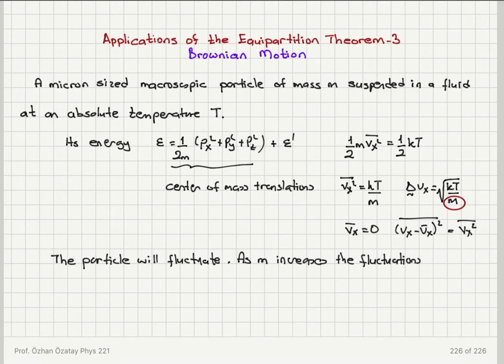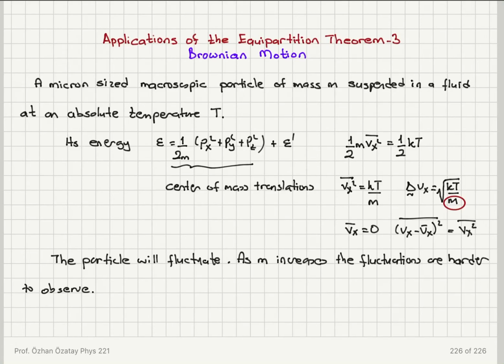The fluctuations are harder to observe because the fluctuation amplitude in velocity components will be decreasing with 1/square root m as the mass of the particle increases. So basically, the equipartition theorem tells us a physical phenomenon that we observe when we have a suspended micron-sized particle in a fluid at absolute temperature T. So it's in thermal contact with the rest of the fluid and particles in the fluid.